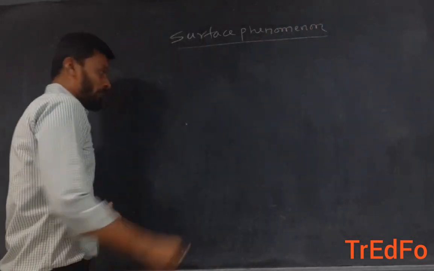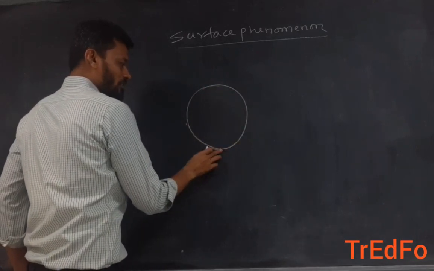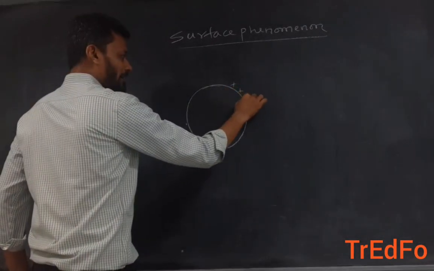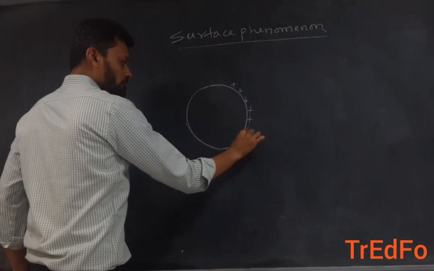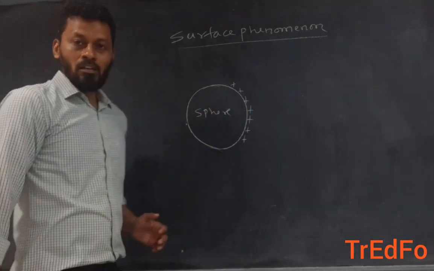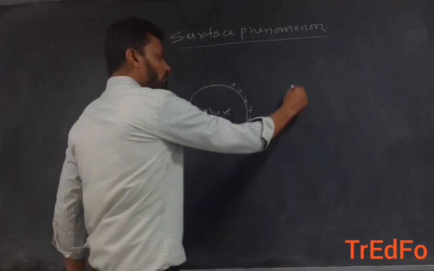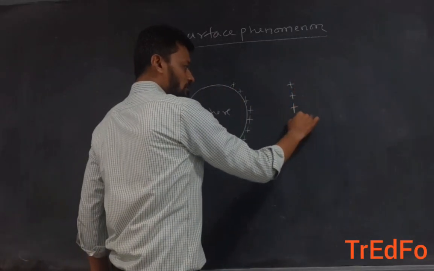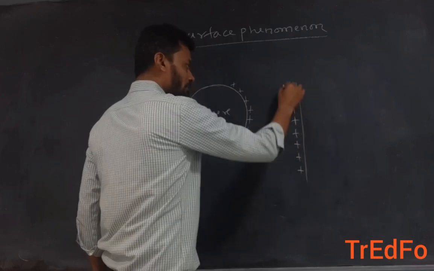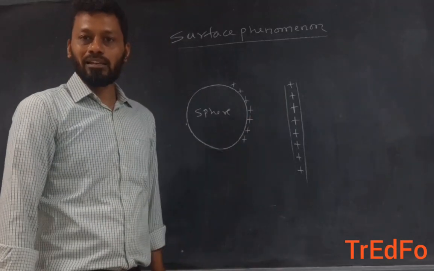That means my charges will be settled at the surface. So if this is, let's say, my spherical body, then the charges will be settled at the surface. If this is my sphere, a metallic sphere, the charges will not be inside, they will be at the surface. If I am talking about line charges, like this, then in this case also the charges are in a line.